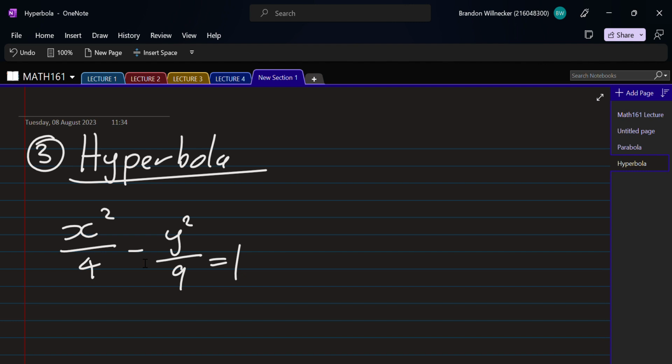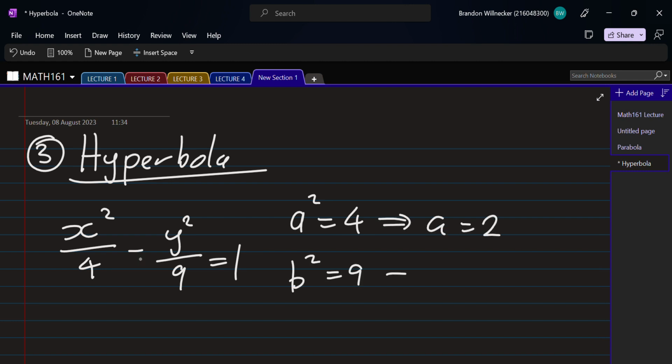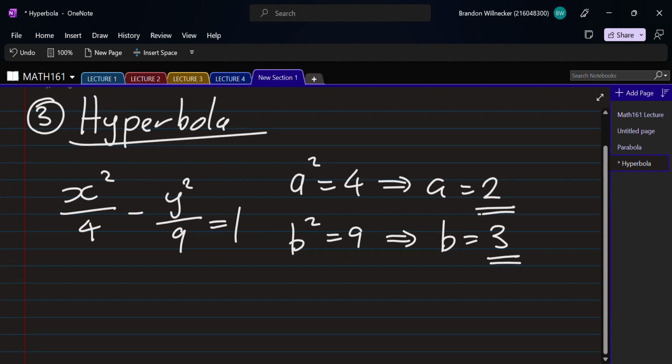Again, very similar to the ellipse, these values below the x squared and below the y squared, the a squared and the b squared, those are squared values. So a squared is 4, so a is 2. B squared is 9, so b is 3. Please do not mix up a squared with a or b squared with b. Okay, so these are the values that we need in our calculations. Okay, so again, please remember that.